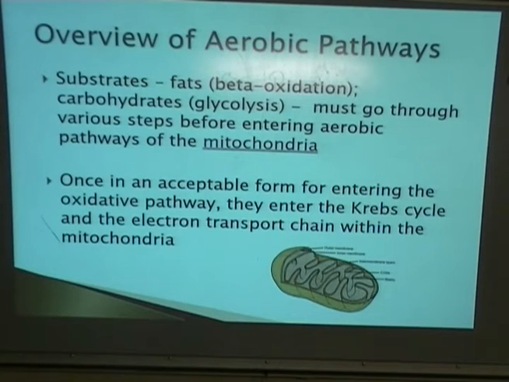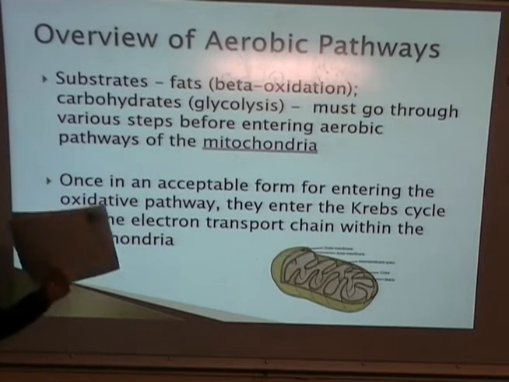So, our fats get broken down. The process of breaking down fats is called beta oxidation. This is the thing that doesn't produce ATP. Okay? But beta oxidation is the equivalent of glycolysis, but for a fat molecule rather than a carbohydrate molecule. And they get broken down to acetyl-CoA, and acetyl-CoA is the molecule that feeds into the aerobic metabolic pathway.